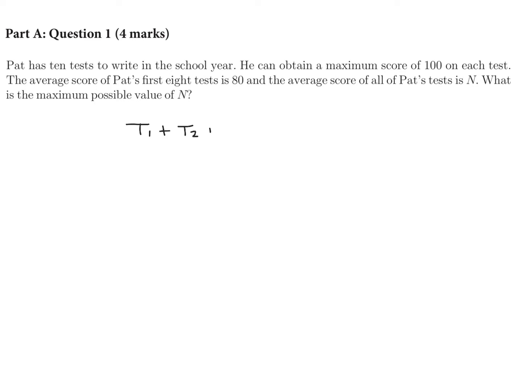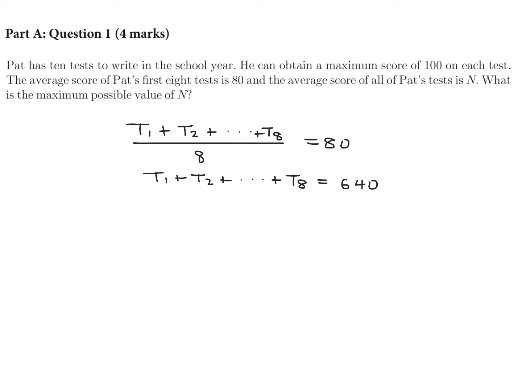T1, T2, up until T8, those 8 tests, they're saying the average, so divide by 8, is equal to 80. So that means T1 plus T2 plus ... until T8 is equal to 8 times 80, which I believe is 640. Now they want you to figure out n.